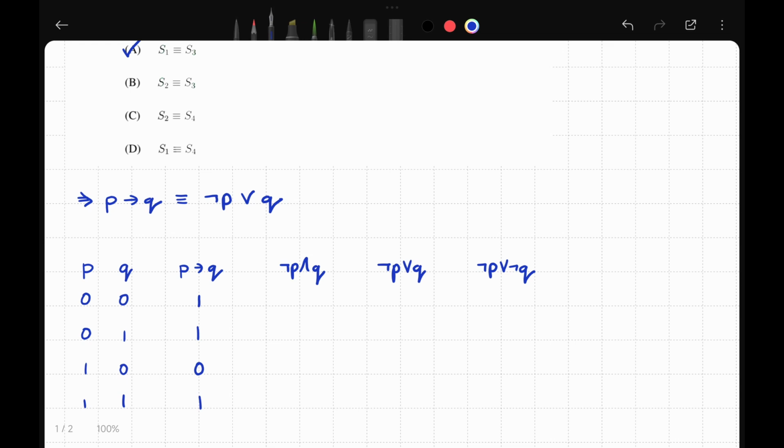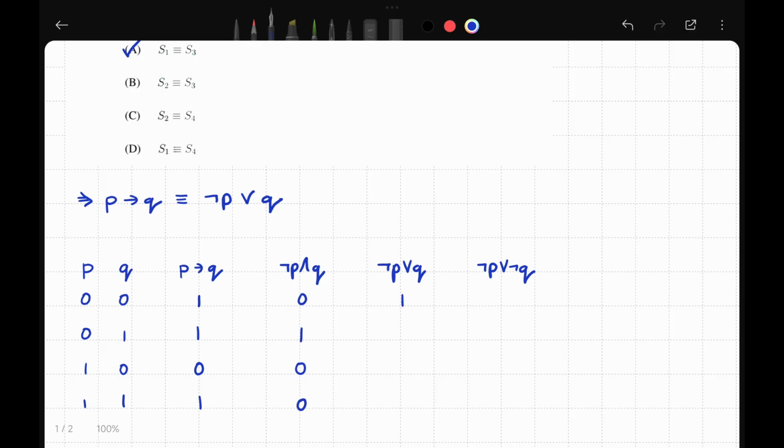Now not P and Q, right? So in this Q is 0, so this will be 0. In this as well Q is 0, so this will be 0. Not P is 1 in this case, and Q is also 1, so this will be 1, and again this will be 0, right?